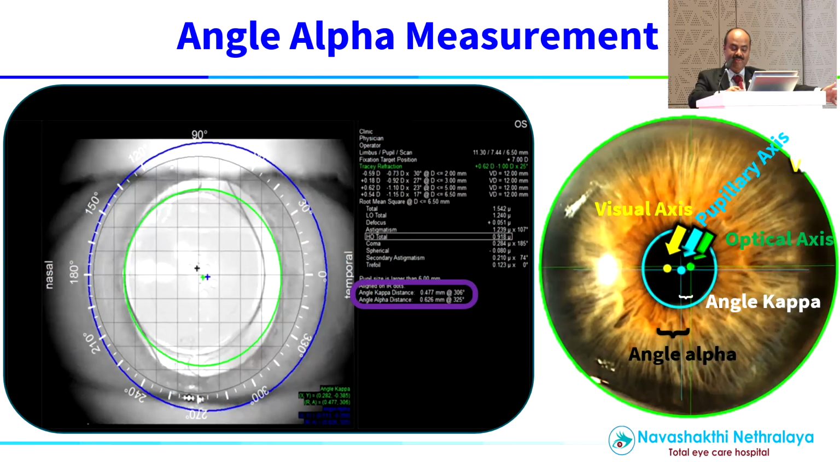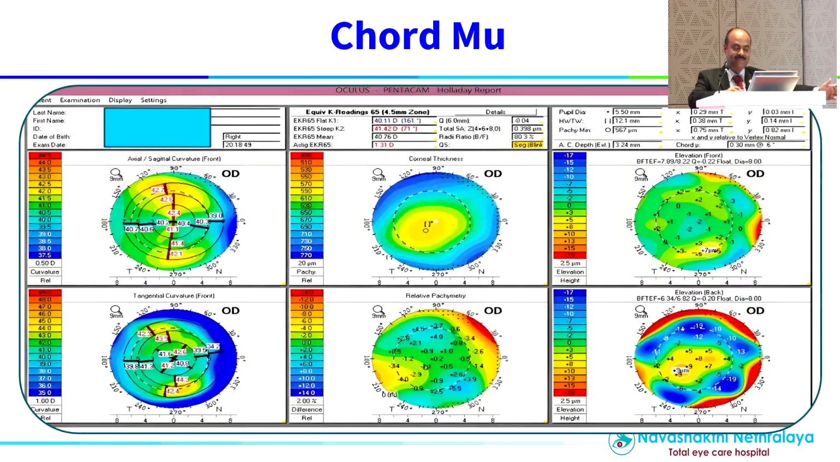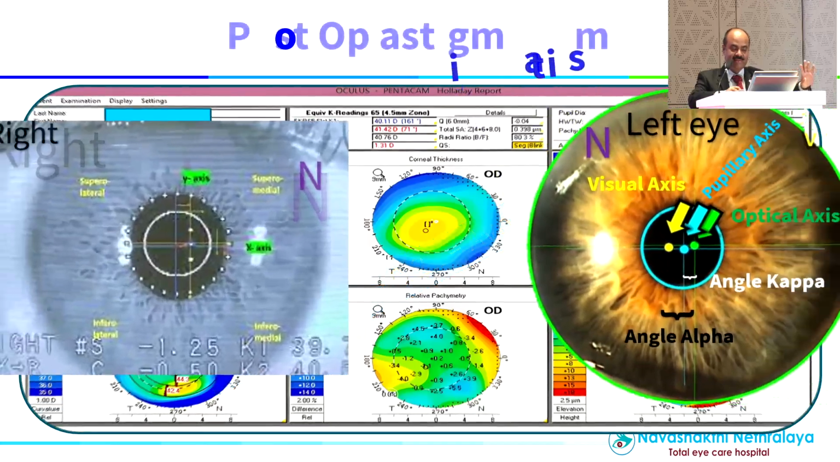If you don't have all these advanced fancy equipments, you can still measure it. The cutoff limit on my Pentacam is 0.21. If it is IOL Master you are using, I think it's 0.5. I don't have an IOL Master because it calculates at different places. So whichever machine you are using, use the correct measurement for you. In Pentacam, it's called chord mu, and it is available.